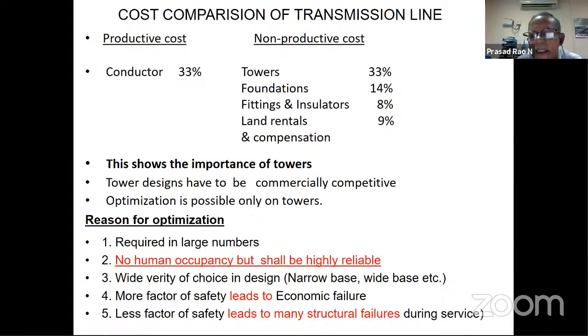The only criterion is, whatever design you follow, you are free to follow whatever panel detailing, K bracing, X bracing, any angle section. But the only thing is, you have to prove your design by prototype testing. You have to do full scale prototype testing. And once the tower passes that test, then only that tower can be installed.